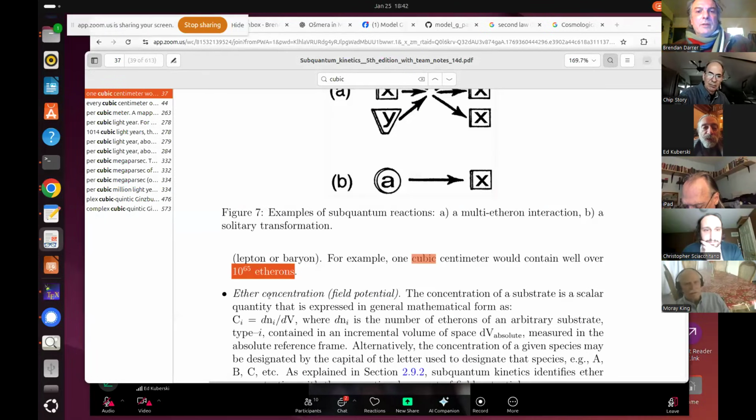But if you look up the Turing wave, Brendan, that's where the description of the size and how it functions is.